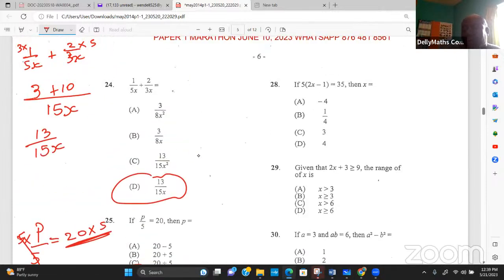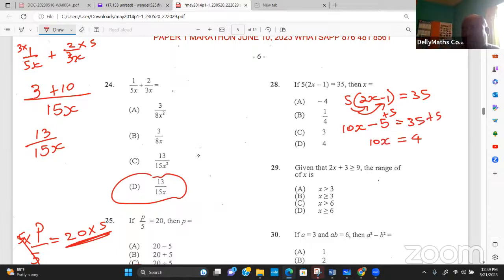We're solving, right? So we have 5 in bracket. We have 2x minus 1. This is 35. Do your regular distribution. I'm going to distribute 5 inside. 5 times 2x will give me 10x. 5 times -1 will give me -5, and this is equal to 35. Here you want to add 5 to both sides.